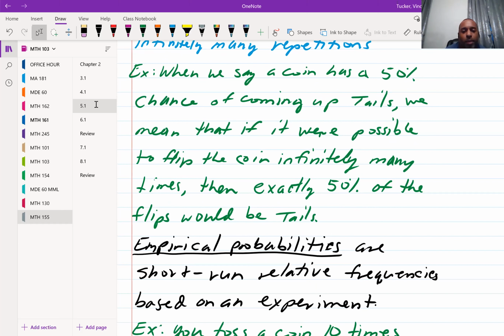All right, so empirical probabilities are short run relative frequencies based on an experiment.